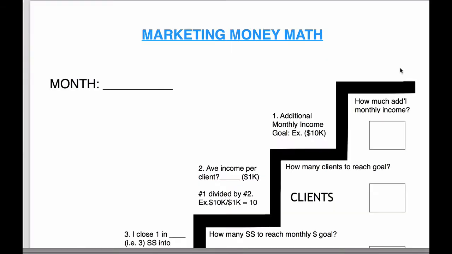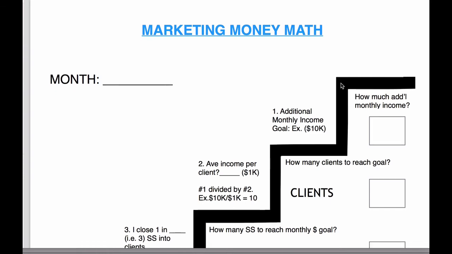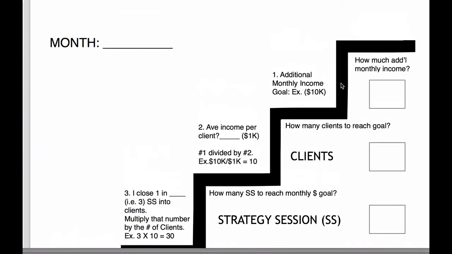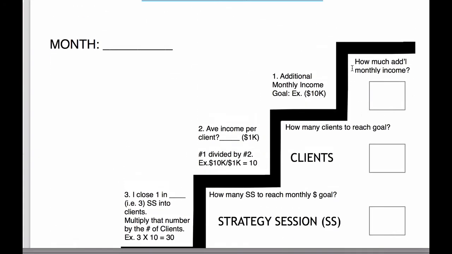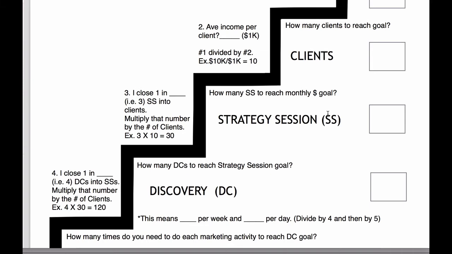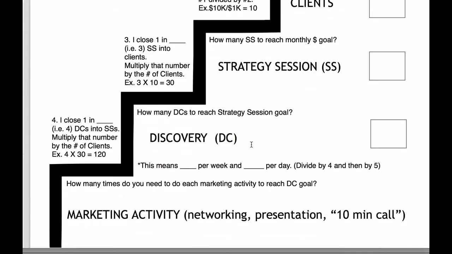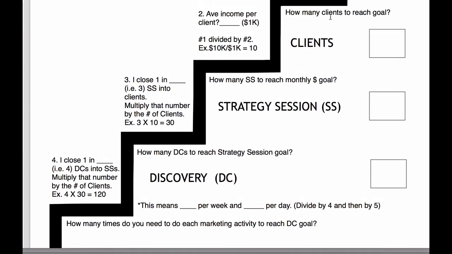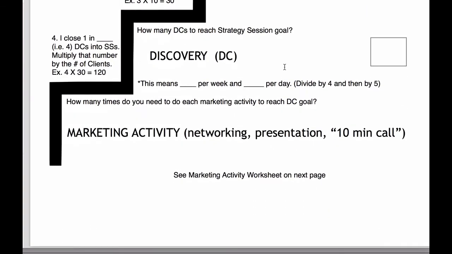This is what I showed in the last video, the marketing money math. And I started at the top and reverse engineered it back to the bottom. And what I showed was asking you how much money do you want to make each month. Then you keep going as far as how many clients do you need in order to do that, how many strategy sessions do you need in order to do that, how many discovery calls do you need in order to get that many strategy sessions, in order to get that many clients, in order to get that much money, and then all the way down to the marketing activity. So that was the last video.